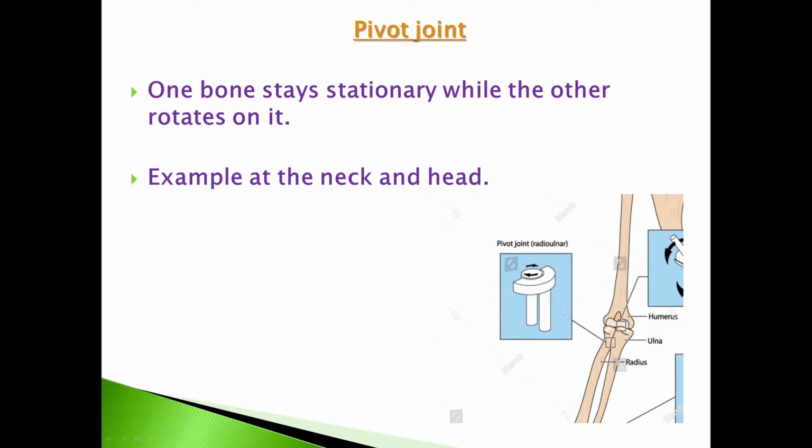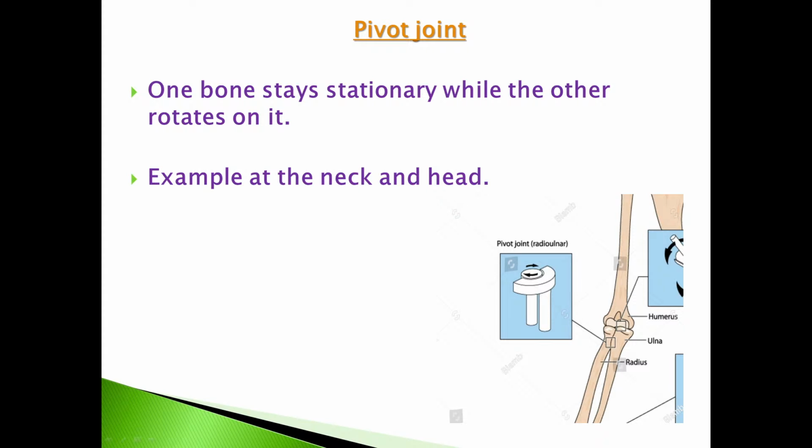Alright, so the other kind of synovial or movable joint is known as the pivot joint. So one bone stays stationary. That means for this particular joint, one of the bones doesn't move at all, while the other rotates on it. So for example, the neck and the head. You can rotate the head, but as for the neck, yes, there's a slight amount of movement, but like how you can move the head in those different directions, the neck itself cannot.